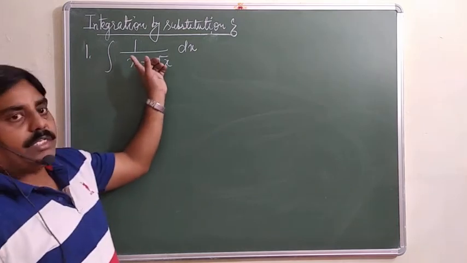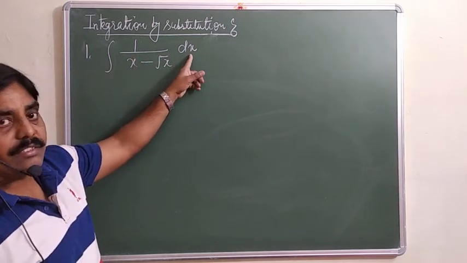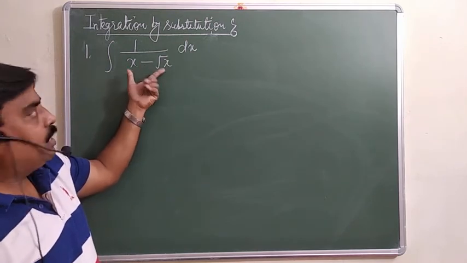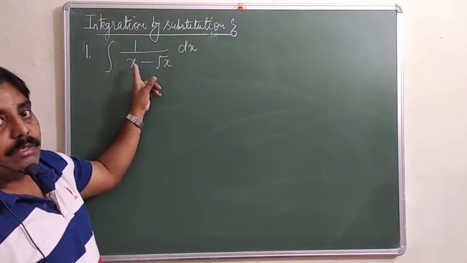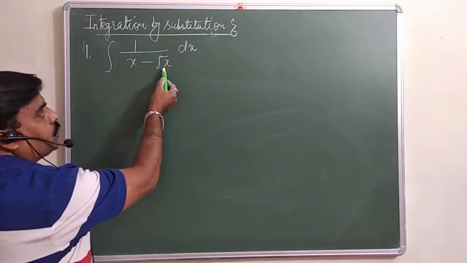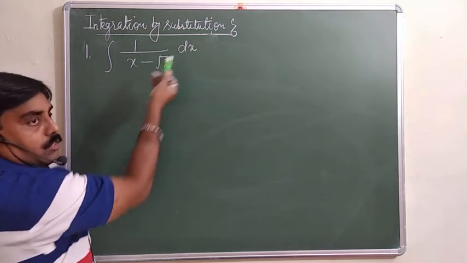Yes, now the question is 1 over x minus root x dx. Now the question is, कि हम किसको substitute करें, किसको assume करें, क्योंकि derivative should be here. The derivative of that which you are going to substitute must be here only. Root x if you take, it is not given. x if you take, it is not there either.